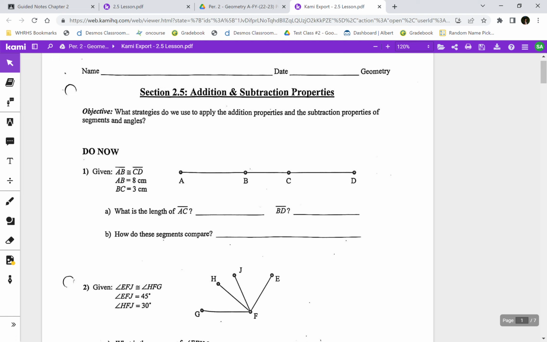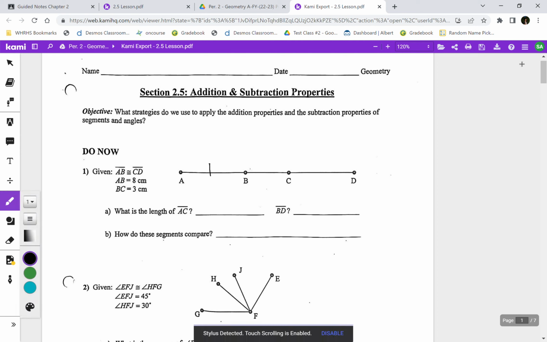Sophia? Good. We put a tick mark for AB and we put a tick mark for CD. We put a slash and it represents that they're the same length. Then it says that AB is 8 units long. Well, if AB is 8 units long, what else can we conclude? That CD is 8 units long because they're congruent.